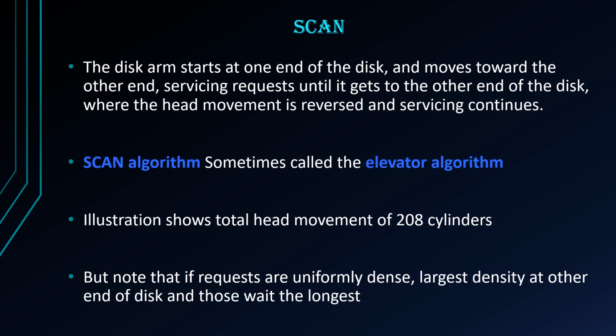Scan. The disk arm starts at one end of the disk and moves towards the other end, servicing requests until it gets to the other end of the disk, where the head movement is reversed and servicing continues. Scan algorithm, sometimes called the elevator algorithm. Illustration shows total head movement of 208 cylinders. But note that if requests are uniformly dense, largest density at other end of disk and those wait the longest.